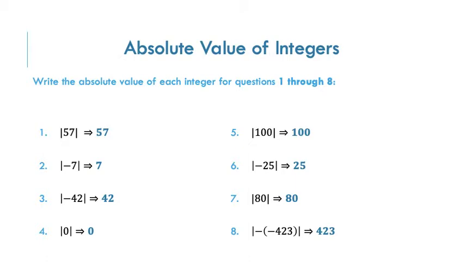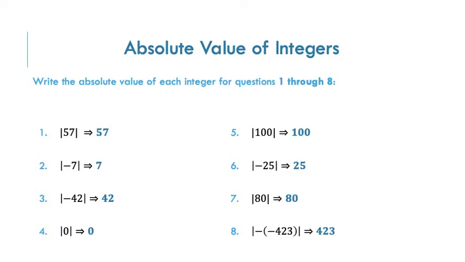So for number 1, we have the absolute value of 57. And 57 is 57 units from 0, so the absolute value is 57. For number 2, we have negative 7, and negative 7 is 7 units to the left of 0, so the absolute value is 7. For number 3, we have the absolute value of negative 42, and negative 42 is 42 units to the left of 0, so the absolute value is 42.